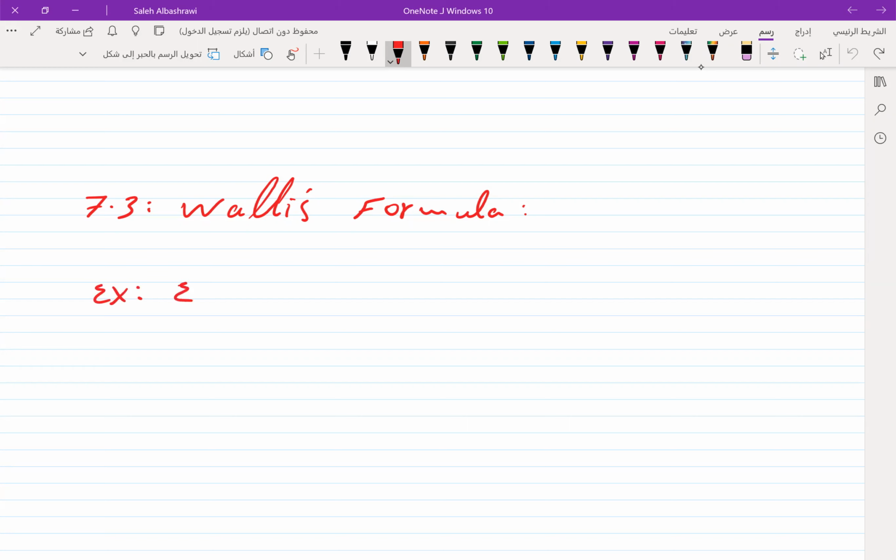Evaluate the integration from 0 to pi over 2 of sine square x dx. Let's find the value for this integration. Definite integral between 0 and pi over 2 of sine square x dx.